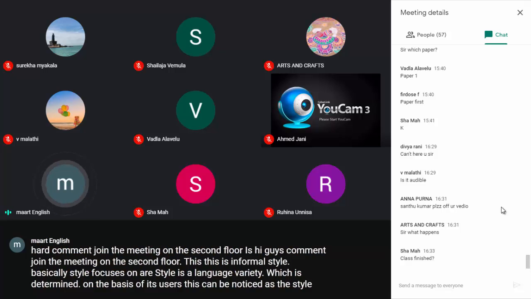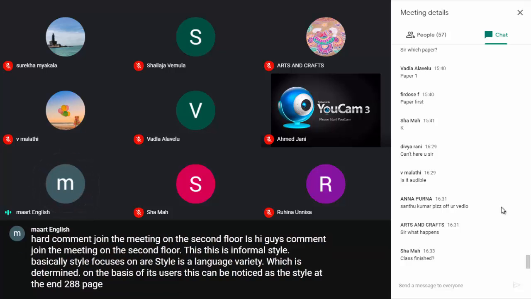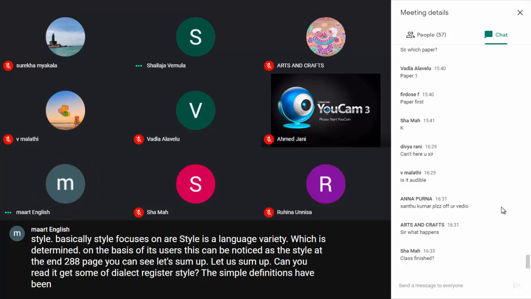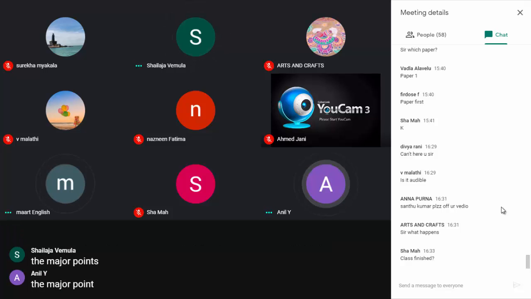At the end, page 288, you can see, let's sum up. Can you read? Register, style. The simple definitions have been given. The major points discussed.